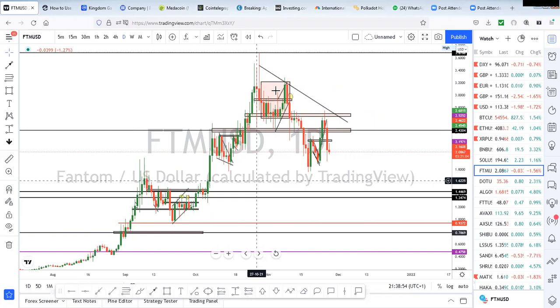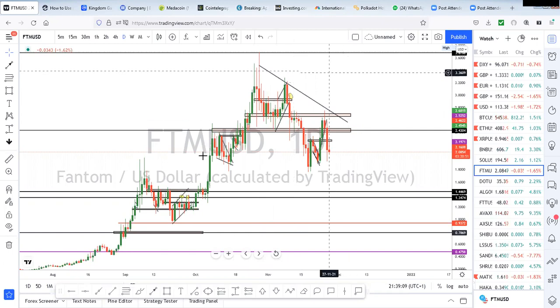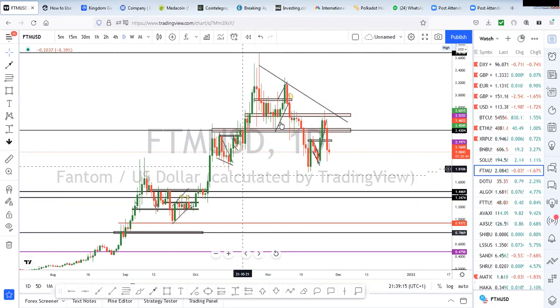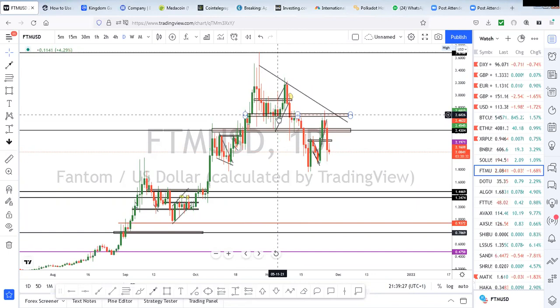So who can tell me the type of reversal that was created here? Double top. Thank you. This is a double top. Here is our neckline. Price broke below this neckline. Here is our, what is it called again? Retest.